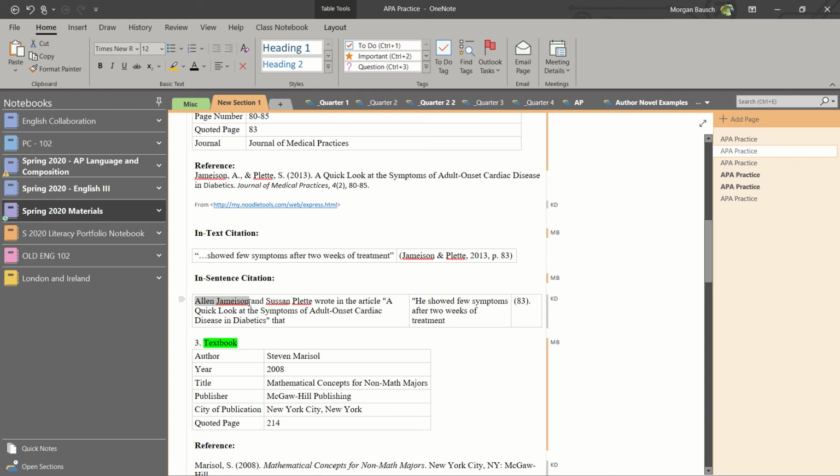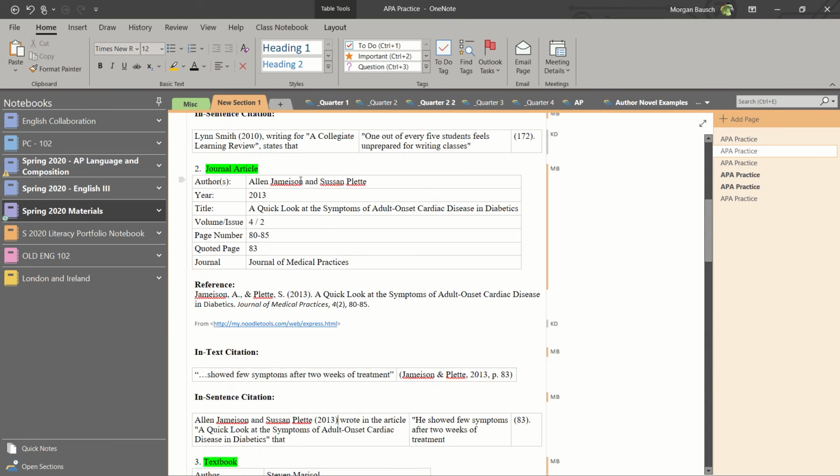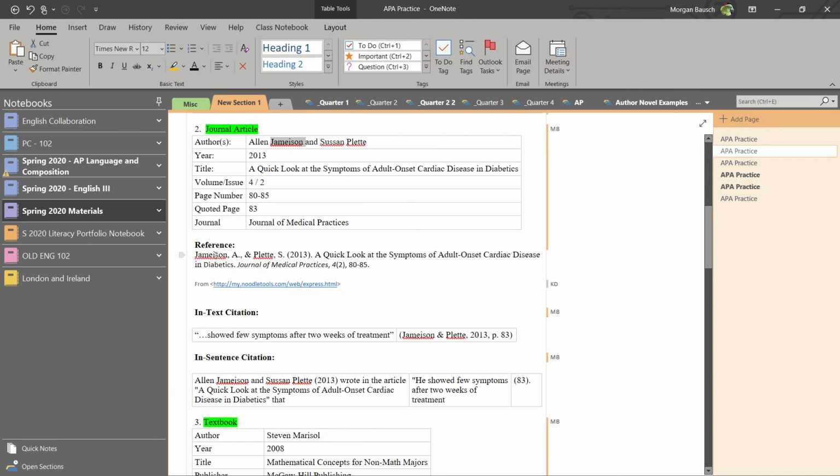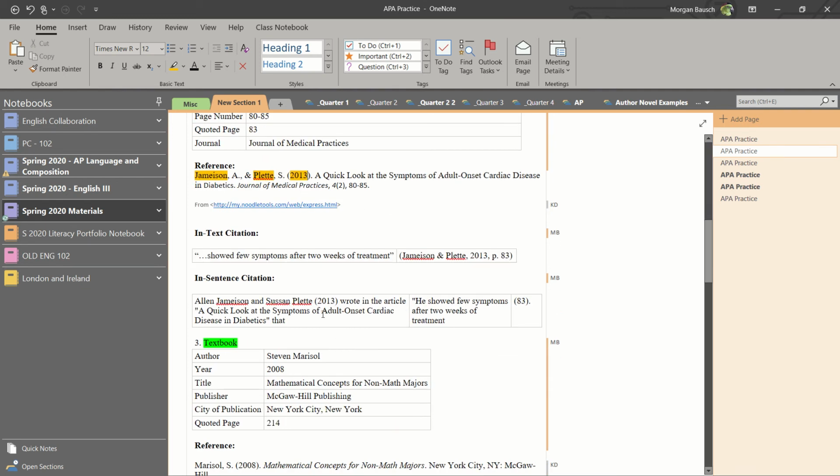We have Alan Jameson and Suzette Pletz. However, because we're using their names in the actual sentence, you must include the year. The year is 2013. Wherever these last names are, because these are considered to be the required bare minimum needed items from the source, you have to have them. You have to have the year right after them. So if they're in the sentence, it's right afterwards. And wrote in the article.